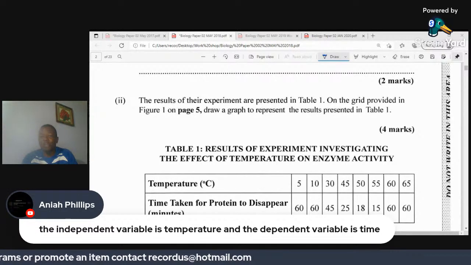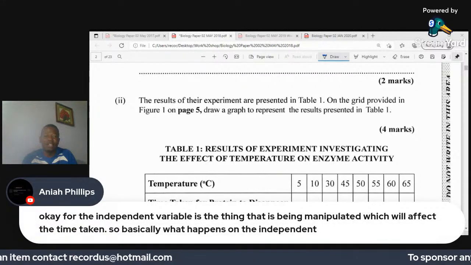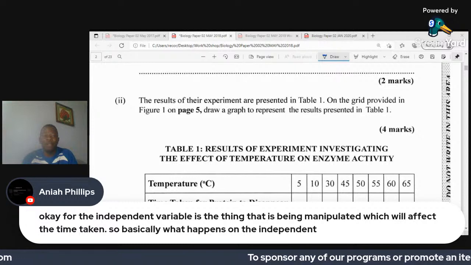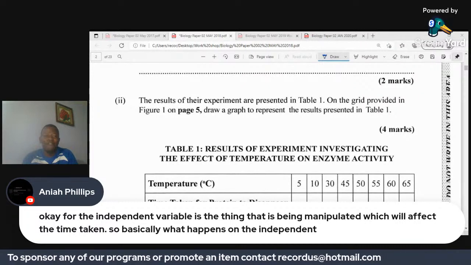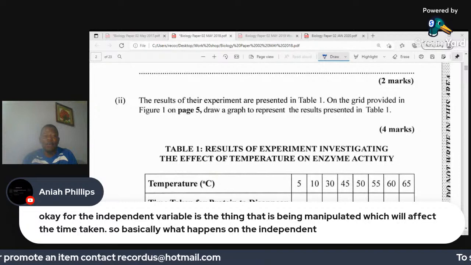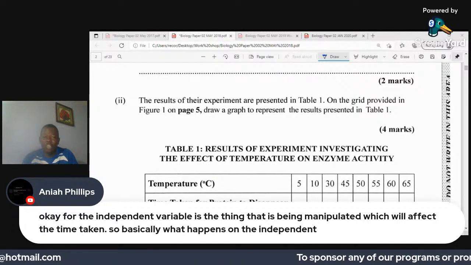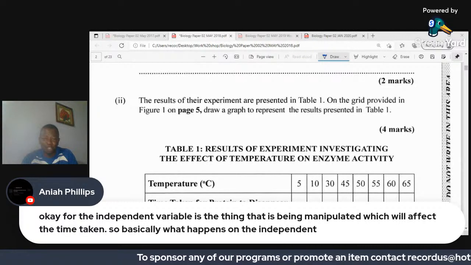So Philip is back with us. Let me share on the screen what he says. I am going to be reading it for you. "The independent variable is the thing that is being manipulated, which will affect the time taken." So here you observe that we are manipulating temperature.